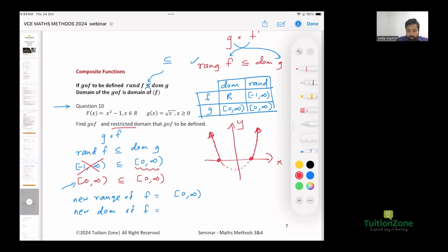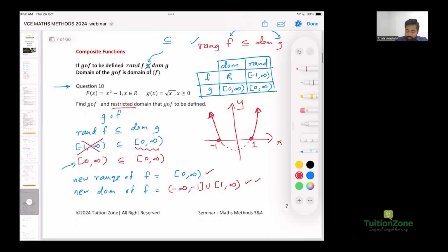Cool. And then based on that, what's your domain? What are these values? This is 1 and this is -1. So what's the domain? Domain is -infinity up to -1. And do we include that? Yes, we do include it. Union with 1 to infinity. So this is going to be the restricted domain. If we had this domain, then G dot F can be defined. Okay, so note that down clearly.